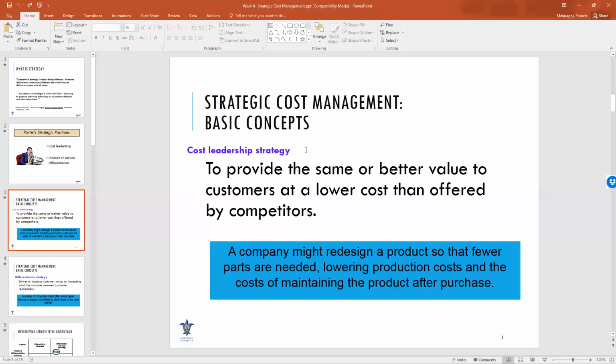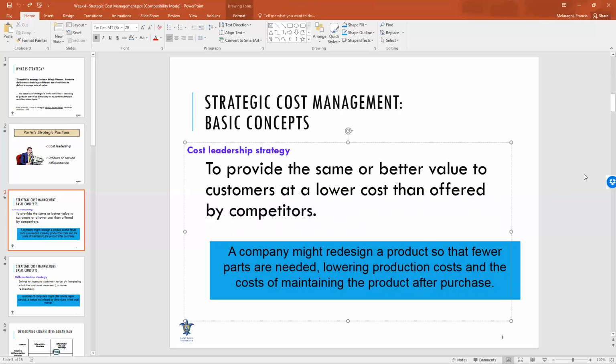So if you're a cost leader, then your goal is to provide the same or better value to customers at a lower cost than that offered by competitors. And there's an example given here. A company might redesign a product so that fewer parts are needed, lowering production cost and the cost of maintaining the product after purchase. So you might think of companies like Walmart or Southwest Airlines or Dell Computer. These are cost leaders in their field.